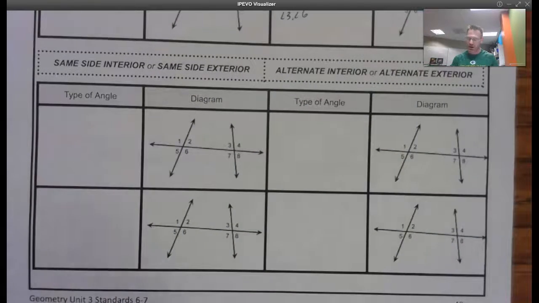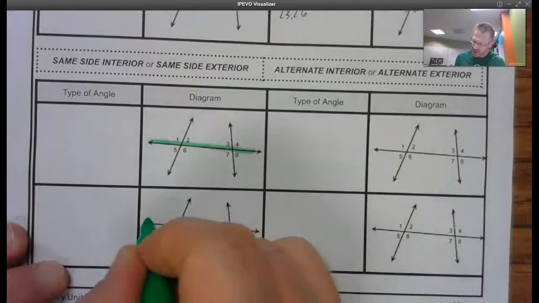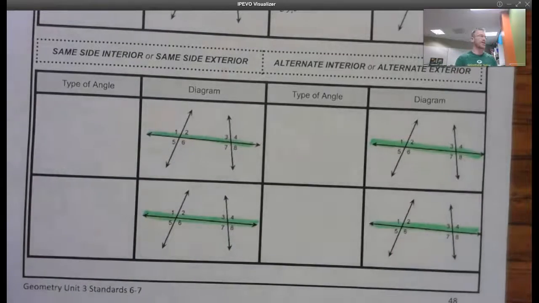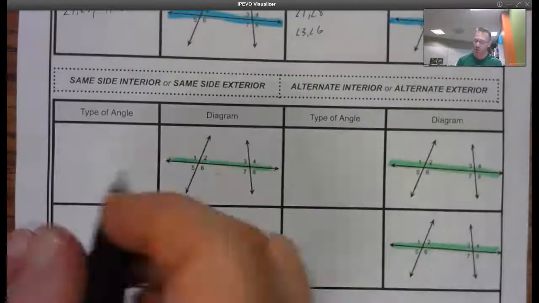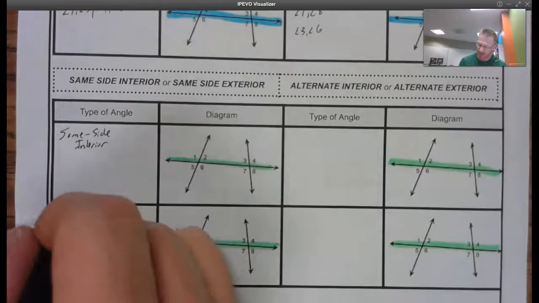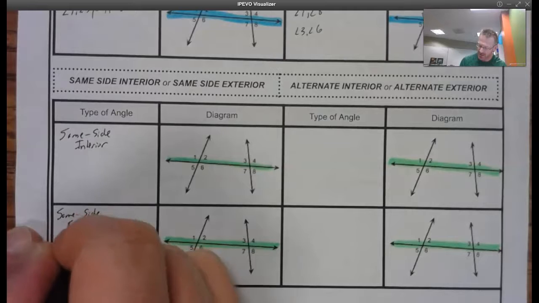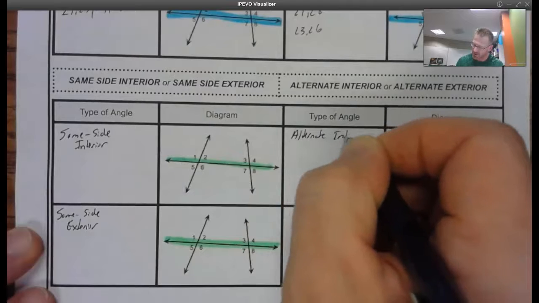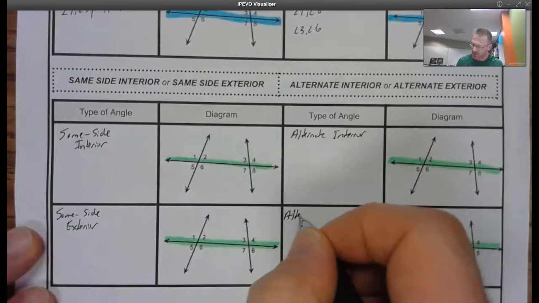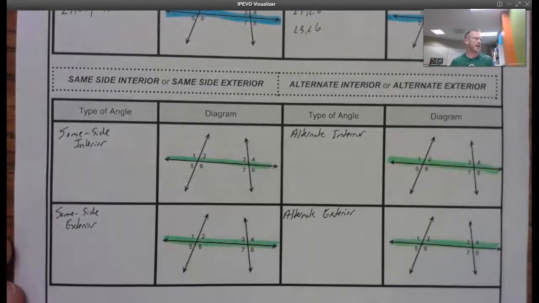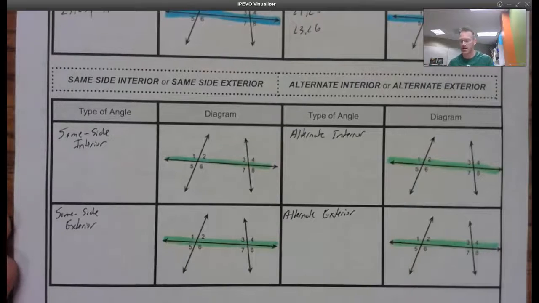So jump down here, and I'm just going to highlight our transversal in green just to give us a little bit of a different color. What we do is combine these two ideas: same side interior, same side exterior, alternate interior, alternate exterior. We can be even more specific about what we are looking for. So same side interior and same side exterior, and then we're going to have alternate interior and alternate exterior. Once again, if you need more time to write, just pause the video, write, and flip it back on. Make sure you get all those down.